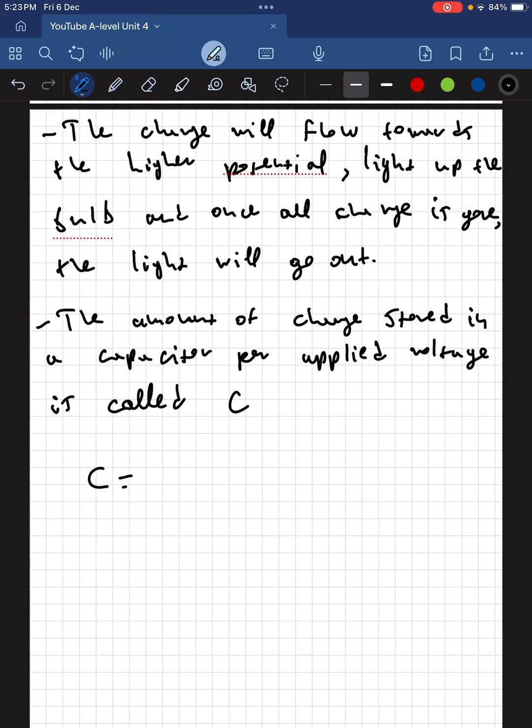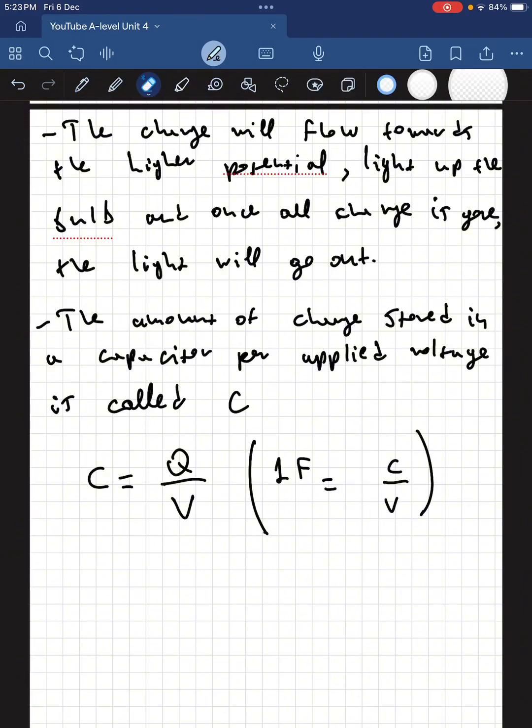So C is Q over V, okay? And the unit for the capacity is the farad, which is equal to 1 coulomb over 1 volt, okay? So 1 farad is 1 coulomb per volt, okay? All right, there is nothing else I will discuss about the capacity.